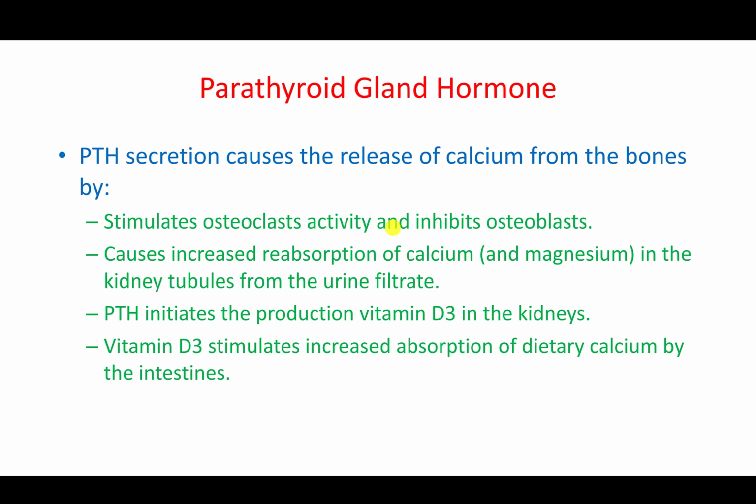How does it do so? By enhancing the osteoclast activities. These again are the cells that will break down the bone. It will inhibit the osteoblast activities. It will cause increased reabsorption of calcium from the kidney. It will activate vitamin D3, and vitamin D3 is extremely important for absorbing calcium from the intestine. All of these are things we talked about in AB1.